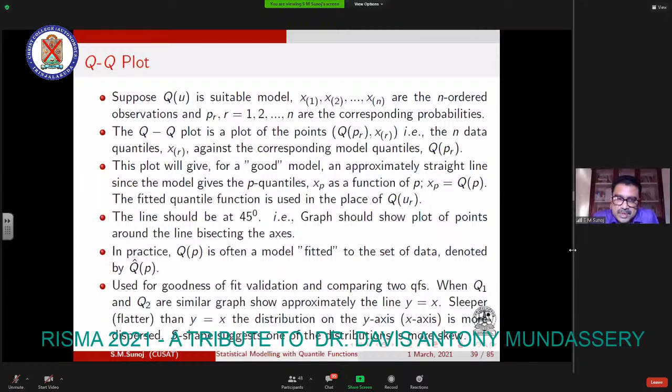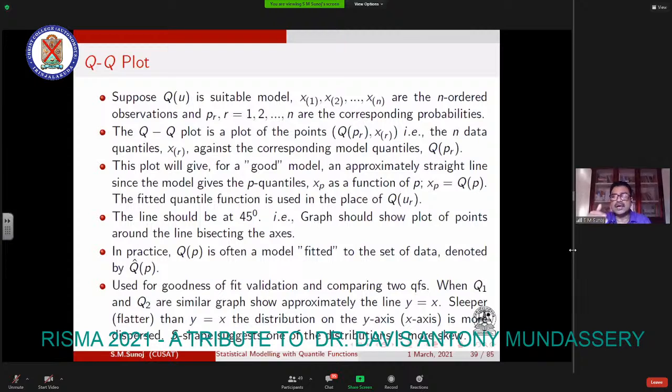Suppose Q is a suitable model. First we order the set of observations x1, x2, etc., xn, and p_r, r equal to 1 to n, are the corresponding probabilities. Then the Q plot is the plot of points Q(p_r) and x_r. For a good model the plot will give an approximately straight line, since the model gives the P quantiles, x_p, as a function of p, that is x_p equals Q(p). And that is why in a quantile plot we look for the 45-degree line, and if the points are lying around this diagonal line, we say that it is a good model.